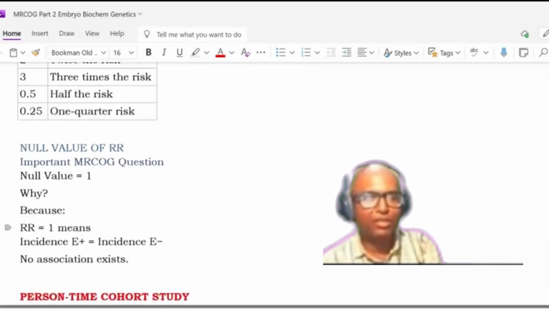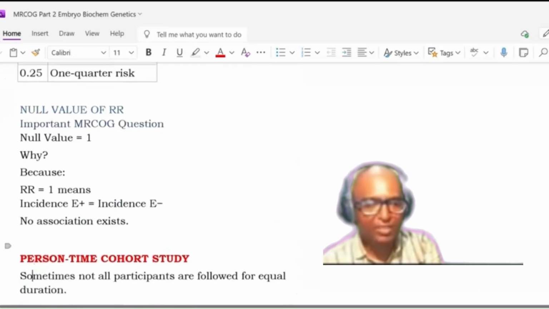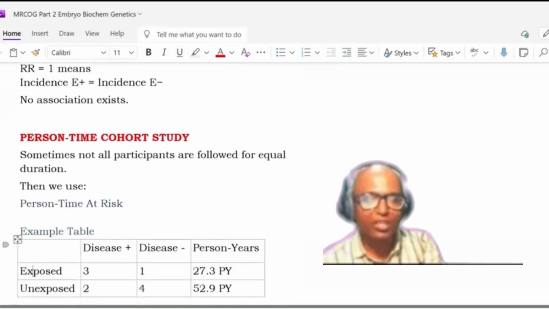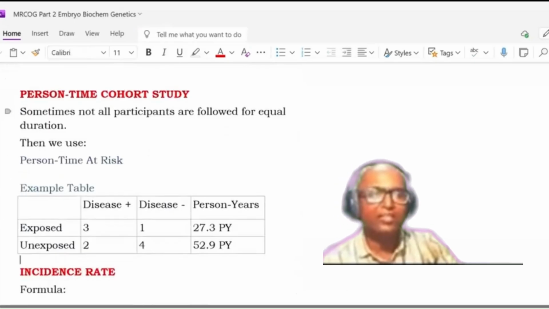Why is it 1? Because RR equal to 1 means incidence in the exposed is the same as incidence in the unexposed. So there is no association between the exposure and the incidence of the disease. Okay. So another peculiarity of the cohort study is the person-year. Okay, so this is the unit that we use in the cohort study.